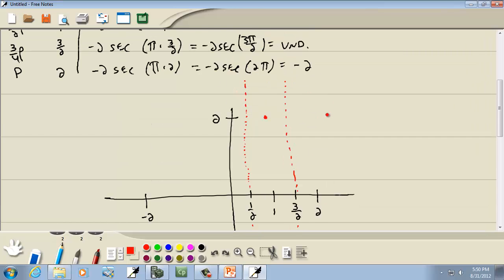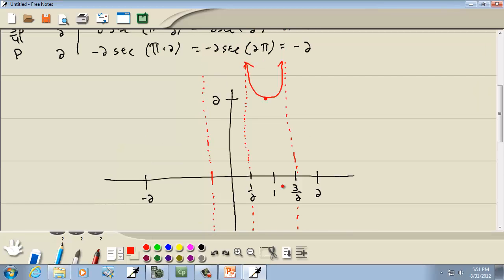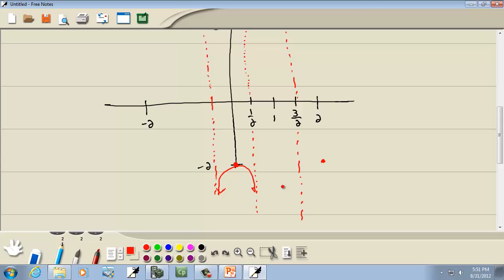Okay, now knowing what it looks like, I know this is going to come down like that. And this over here, if I were to go another half over here by symmetry, this is going to be undefined. Like that. And then this is going to come up, touch that point, and go back down like that. So that right there is our graph.